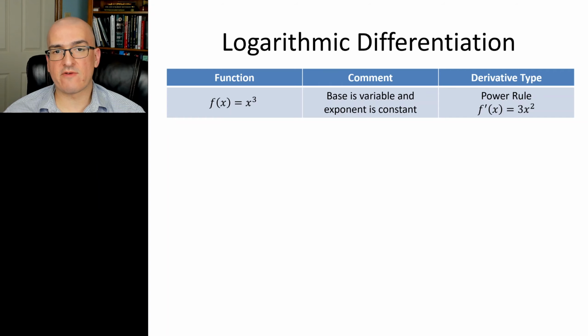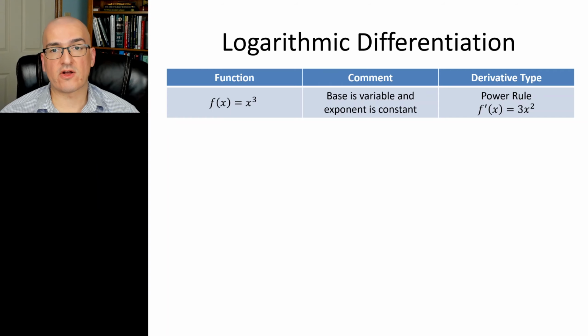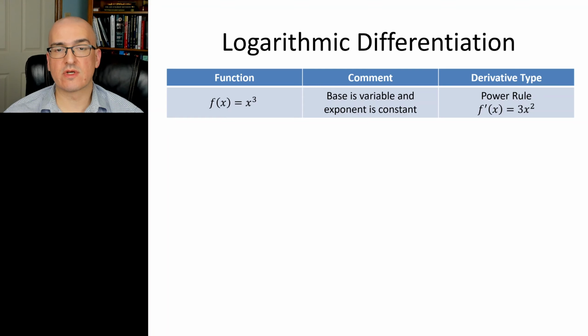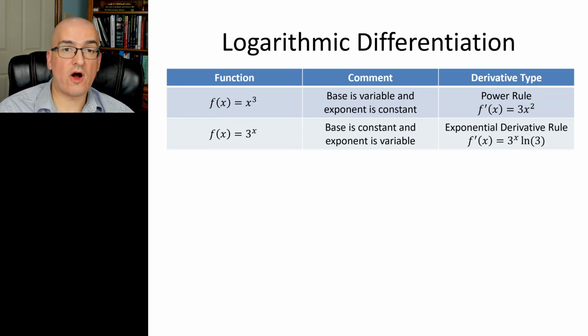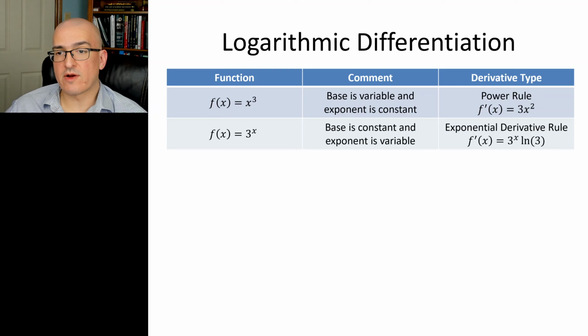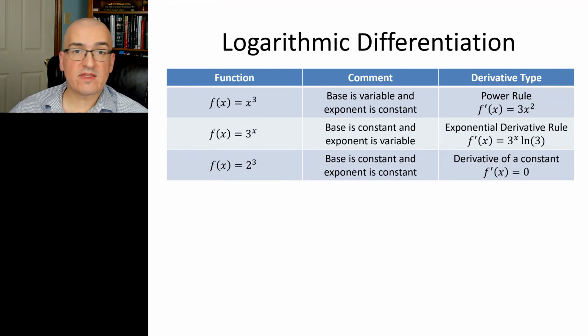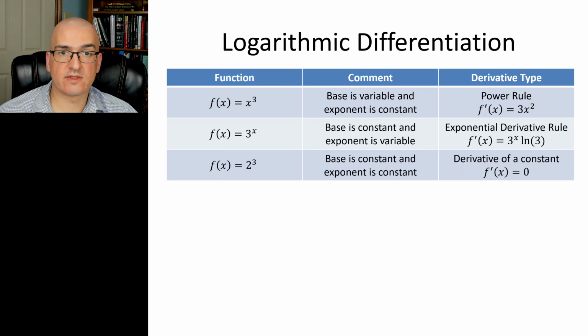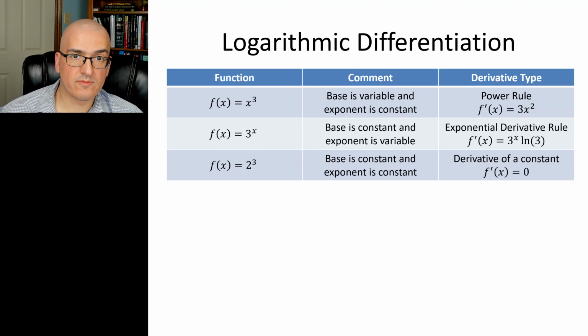When we see a variable in the base and a constant power, that tells us we have to use a power rule to take the derivative. If we see a constant base and a variable exponent instead, so if we swap where those ingredients are and put the variable in the exponent, that's an exponential function. It requires the exponential derivative rule. If the base and the exponent are both constants, what we're going to get is a constant, and the derivative of a constant is 0.